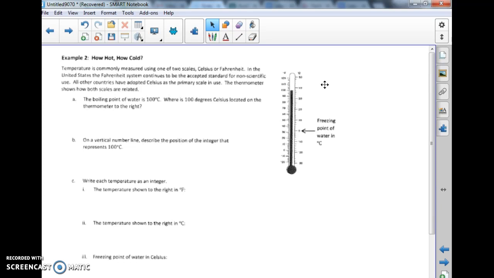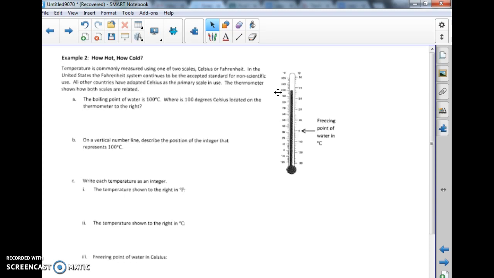On a vertical number line, describe the position of the integer that represents 100 degrees Celsius. It would definitely be above the 0 because it's a positive line, so that's what they're looking for on a vertical number line, describing it above 0 or below 0. In this case, it would be above. Now write each temperature as an integer. The temperature shown to the right: where this number is, it goes up here, and I believe that would be going up by 10, 0, 10, 20, 30, 40, 50, 60, 70, 80, 90, 100. That would be 100 degrees Fahrenheit. It would be a positive 100 or just 100.